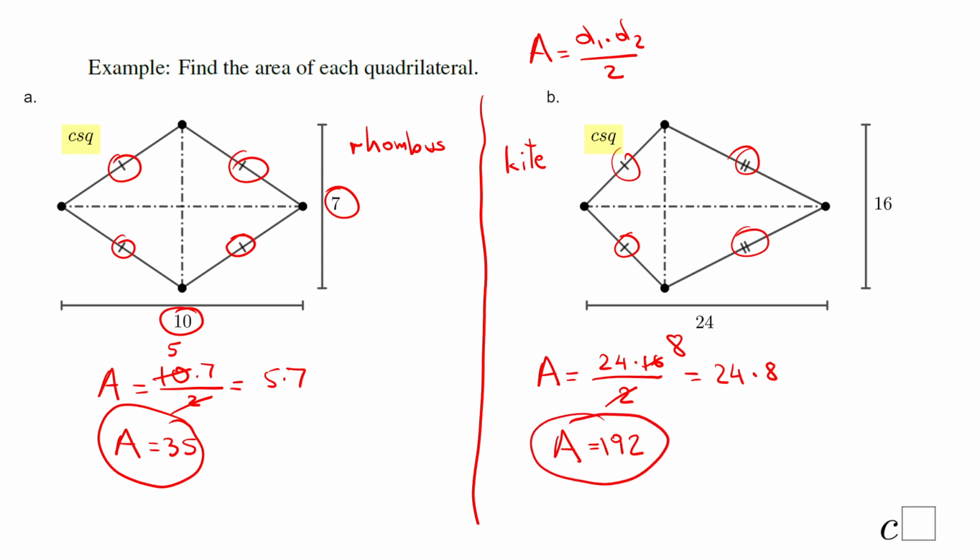Okay, remember this formula works for these two shapes and one more, the square. The square is a special rhombus, so you can use it. It doesn't work for a rectangle, for example, or a parallelogram, so be careful. Only for kite, rhombus and square, if that is possible.